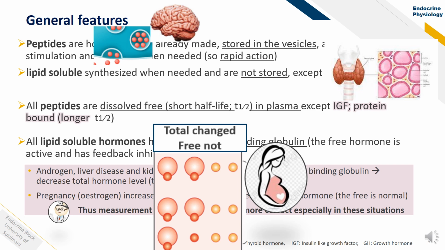Why? Because in the pregnant female, because of the high estrogen, there will be a change in the binding protein, so the total hormone looks high, while the free one is normal.